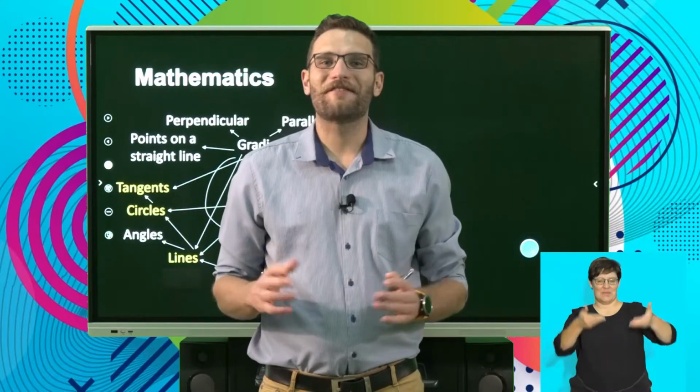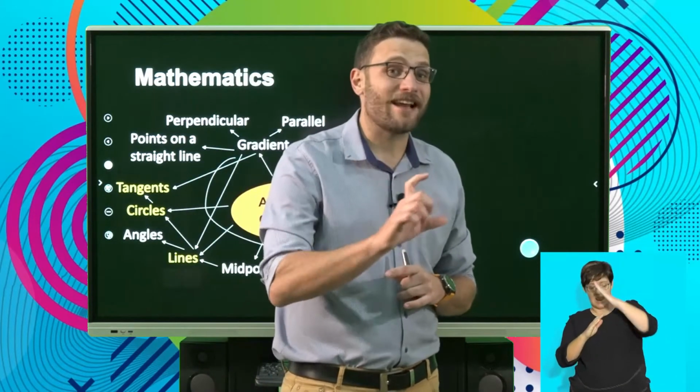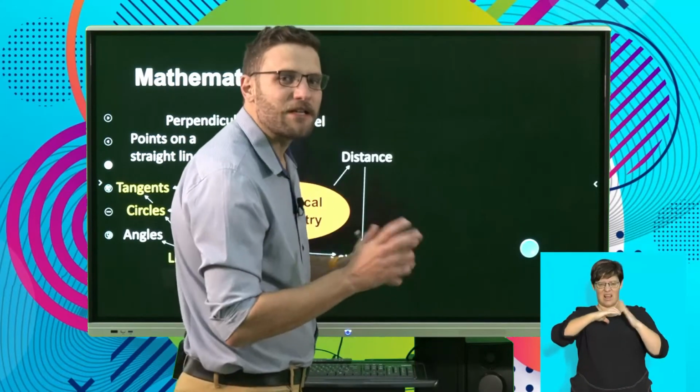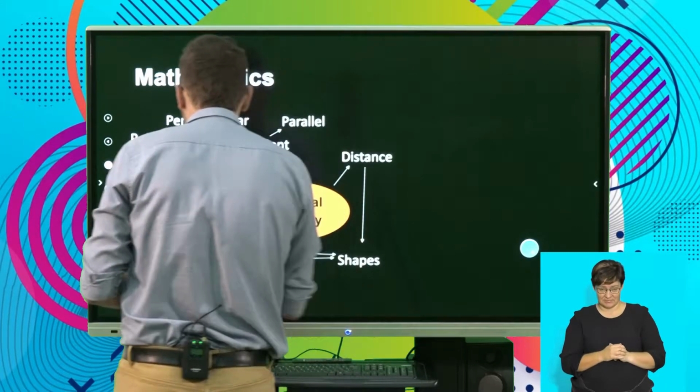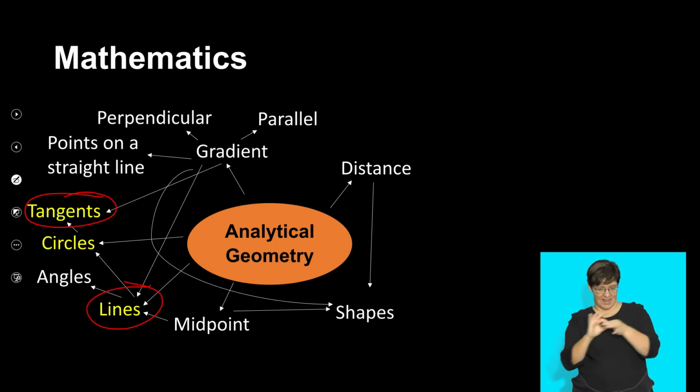Welcome back from the ad break. Before the ad break, we spoke about lines, but now we're going to talk about tangents, because a tangent is a line and it's a special sort of line. We're going to talk about tangents which are linked to circles.